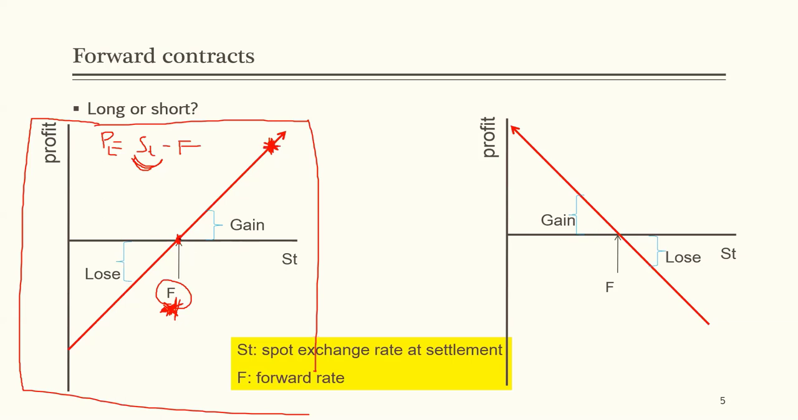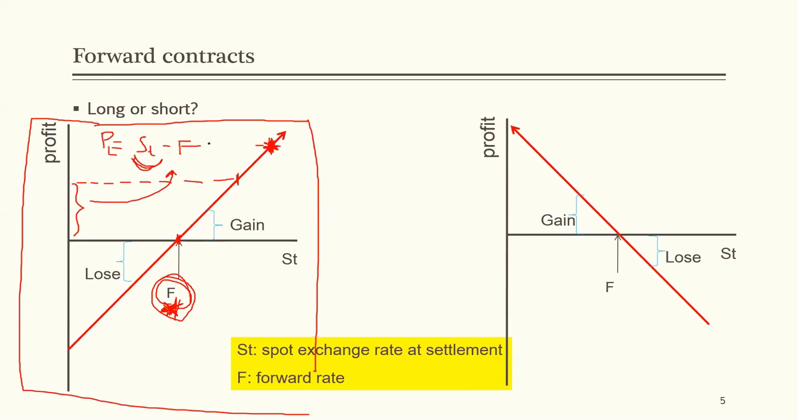That means I am better off relative to them. I'm just going to use here as my example. So that means I'm better off relative to them because I get to buy the currency at a lower rate, okay? So in this case, because I'm better off relative to them, my profit function is a positive number, okay?